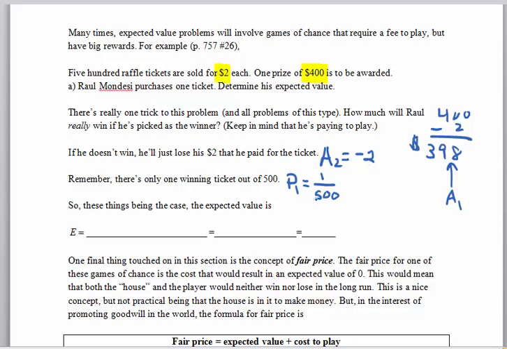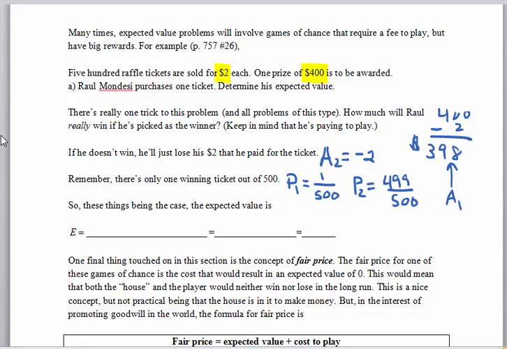If he's buying 2 tickets, then his probability of winning would be 2 out of 500. But he's only buying 1, so his probability of winning is 1 out of 500, and therefore the probability that he loses is great. The probability that he loses is actually going to be 499 out of 500, because again, the P's have to add up to 1, and in this case, they do.